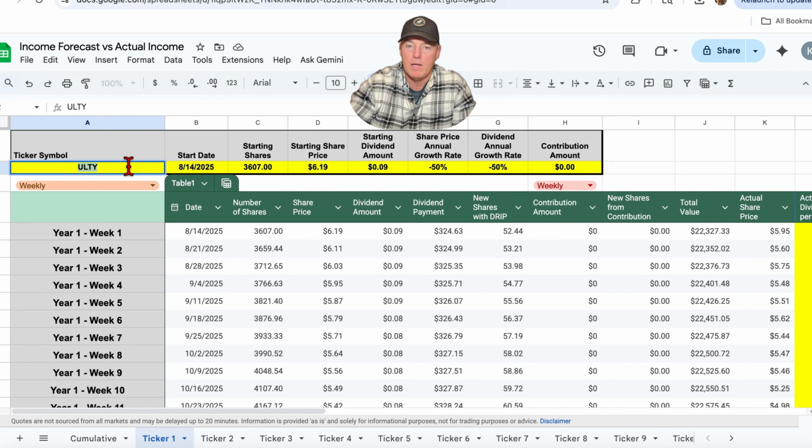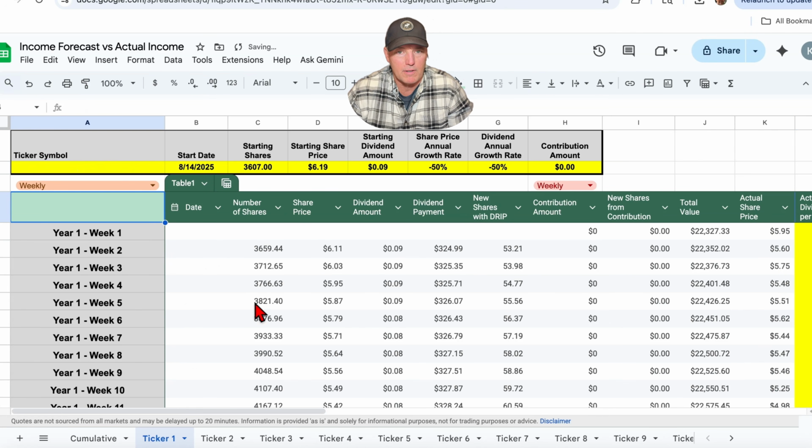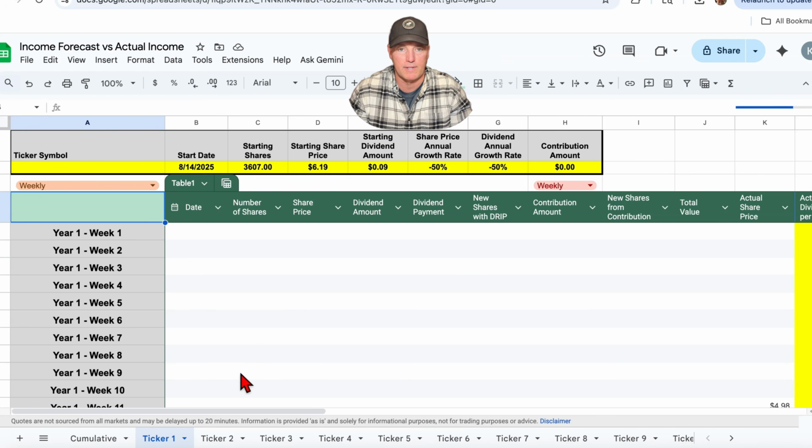I have ULTY. If I was to delete that and just get rid of that completely, it'll take a second because it's quite a large file. So you can see it working over here. It's loading. It's reconfiguring, because when it's blank, we want everything blank because the cumulative is pulling that information over. So if you have blank tickers or tabs over here, you want that blank, those zeros, to pull over. So as you can see, when there's nothing in this cell here for your ticker, this entire spreadsheet stays blank.